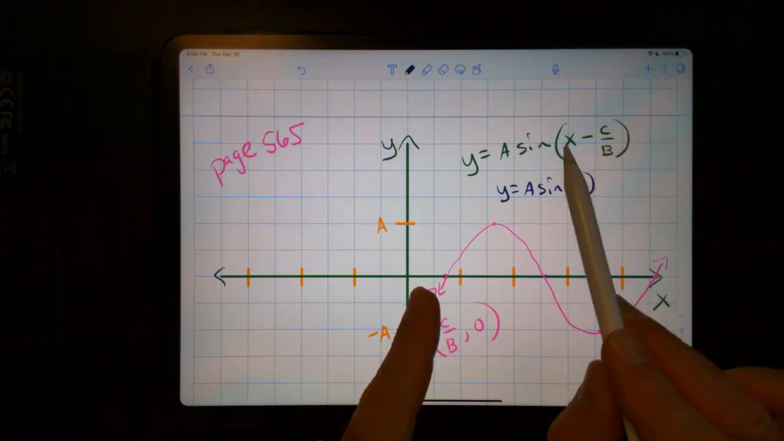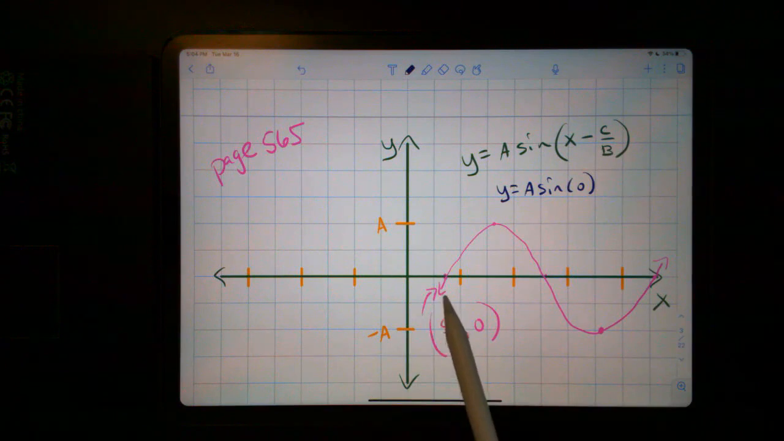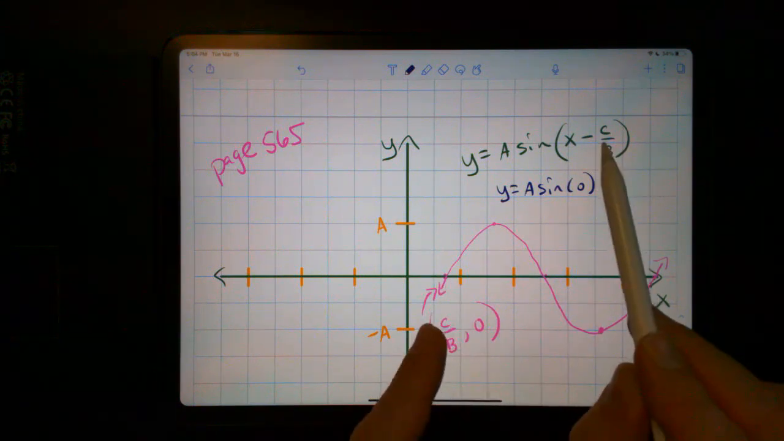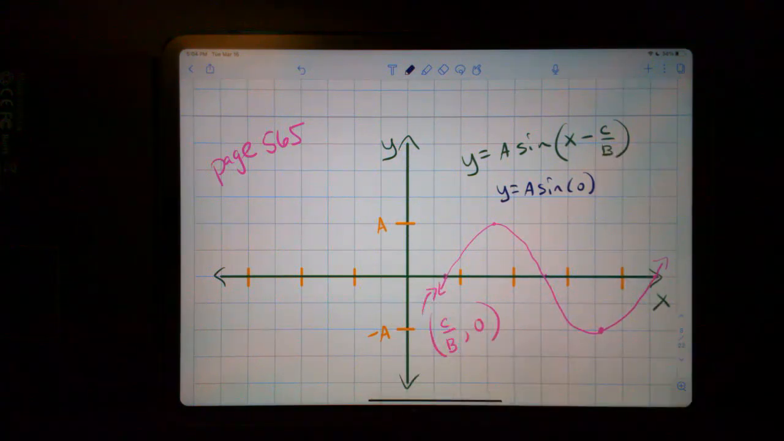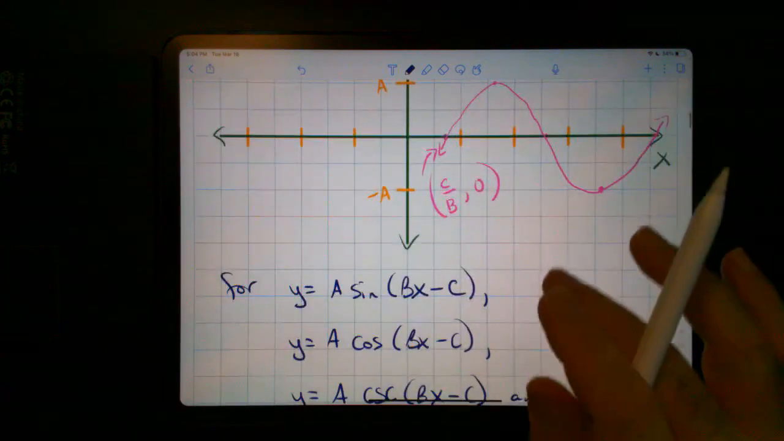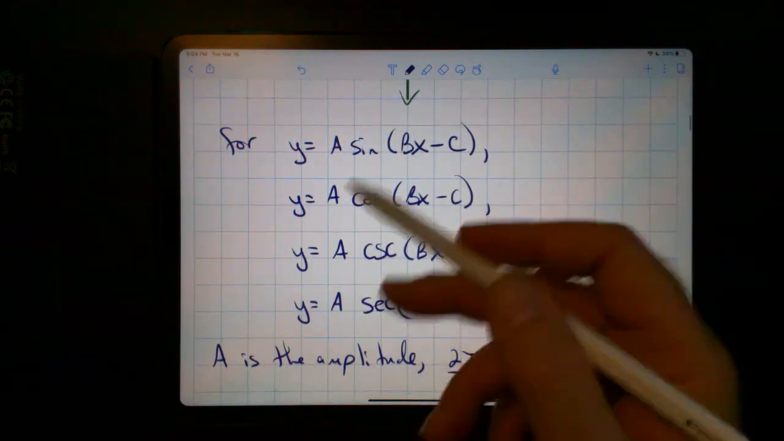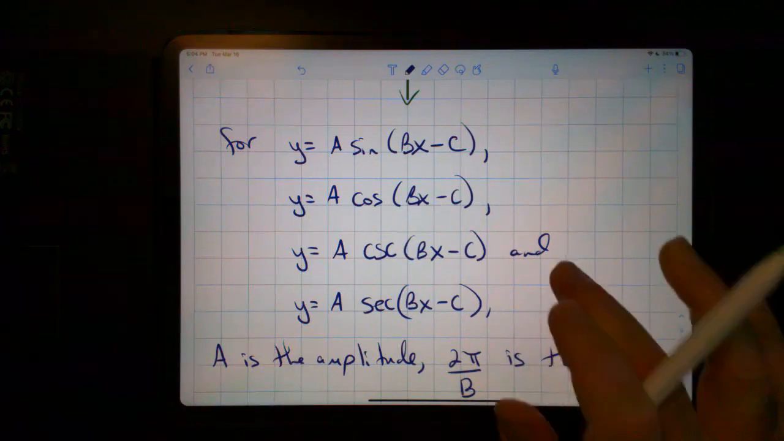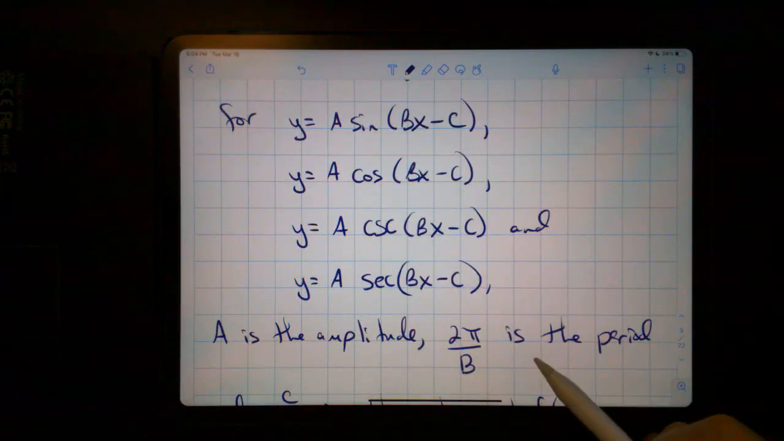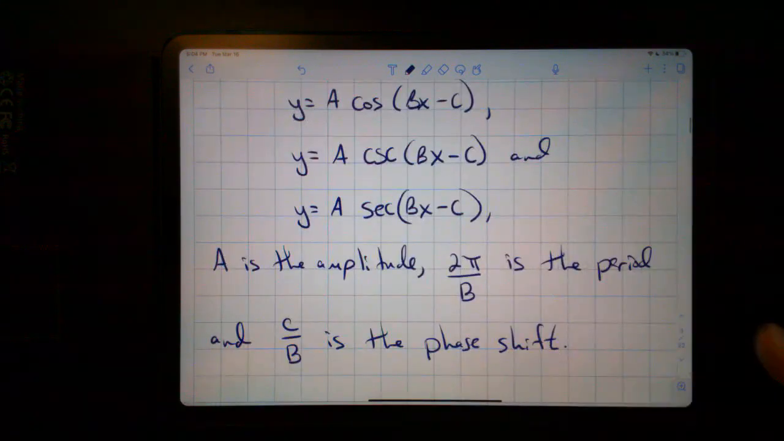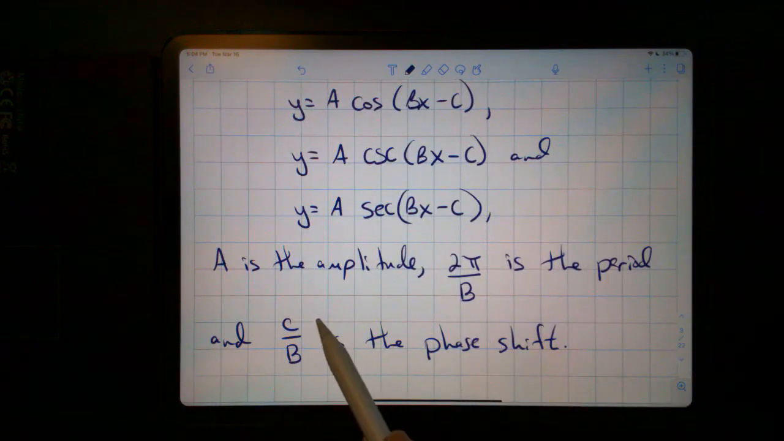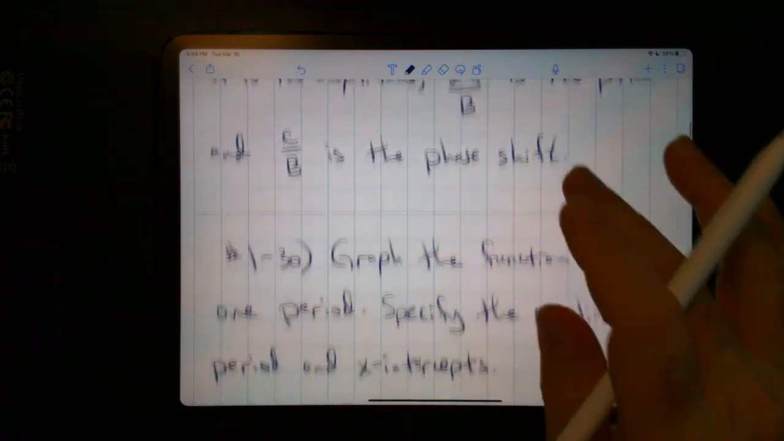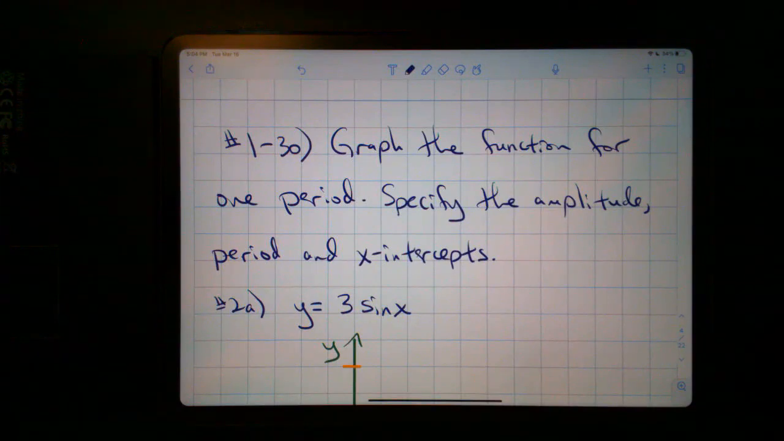So if you have x minus c over b, you're going to add c over b units. If you have x plus c over b, you'll subtract c over b units. For these four functions, a is your amplitude, 2 pi over b is your period, and c over b is the phase shift. Let me show you how this works with some problems.